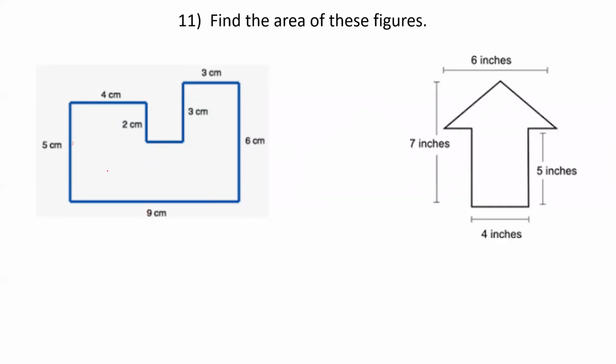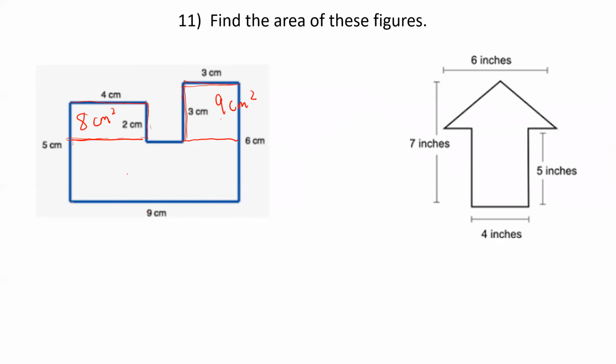Why is my thing not writing? Here we go. There's one, so now I have 3 rectangles, right? 1, 2, and 3. So what are the dimensions of this rectangle on top? Well, it's a 4 by 2. So we have 8 centimeters squared for the area. This one is a 3 by 3. So 3 by 3 is 9 centimeters squared.